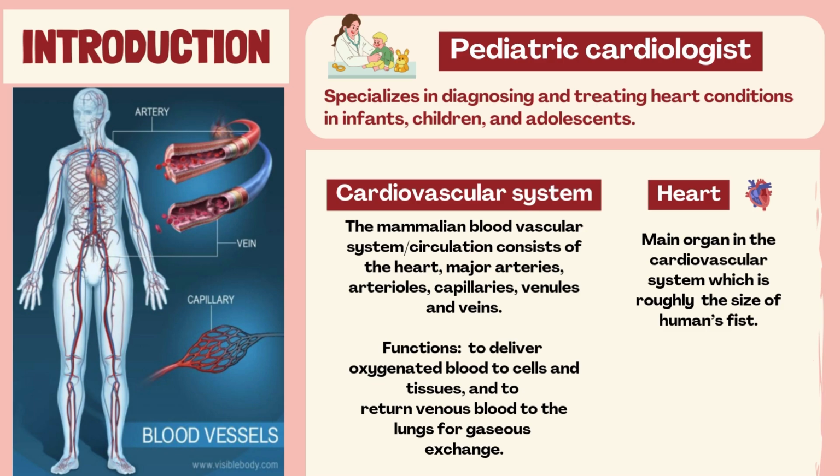When we talk about cardiology, it naturally connects us to the cardiovascular system, which consists of the heart, major arteries, arterioles, capillaries, venules, and veins. The major function of the system is to deliver oxygenated blood to cells and tissues, and to return venous blood to the lungs for gaseous exchange. The main organ in the cardiovascular system is the heart, which is roughly the size of a human's fist.